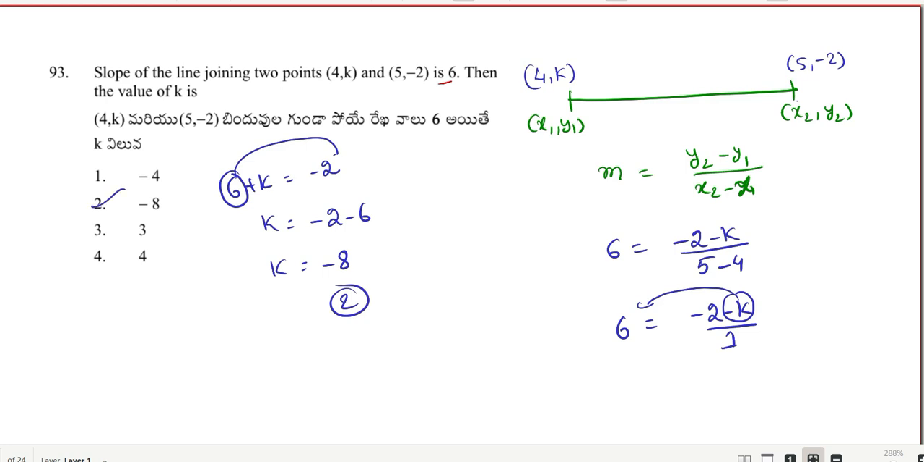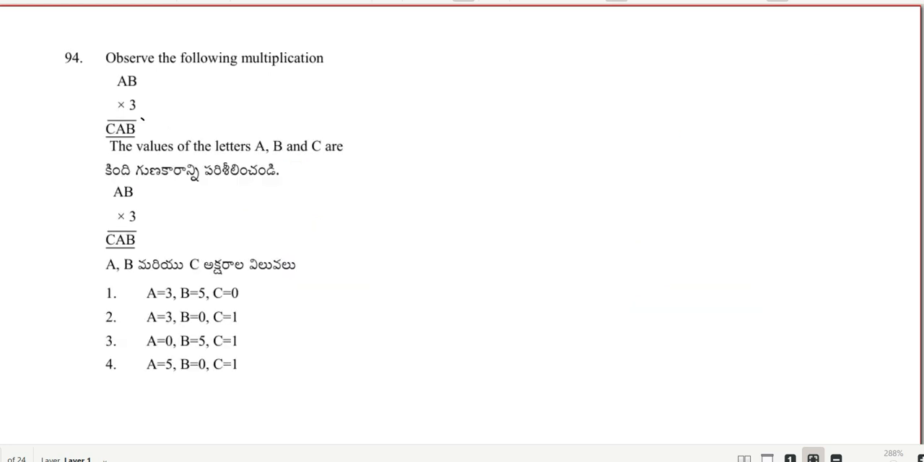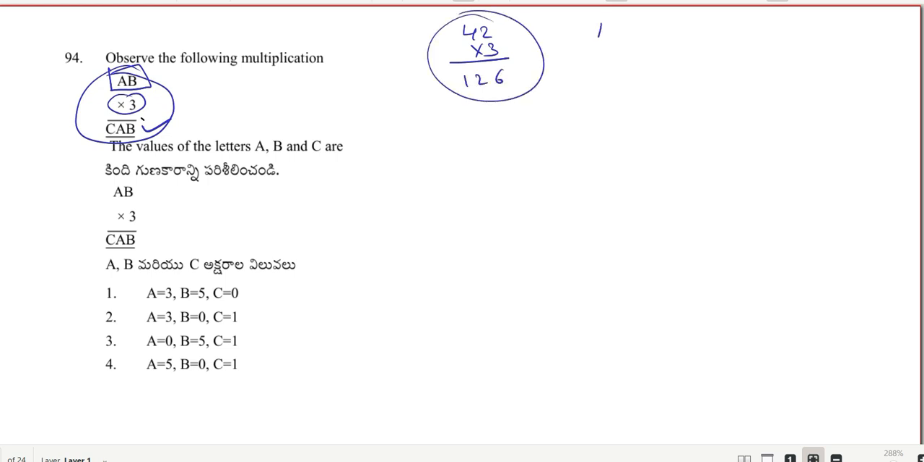Okay. Now let us go with the next question. Observe the following multiplication. In this multiplication, a two-digit number AB is multiplied by 3. Then we get the answer as CAB, and we are asked to find the values of the letters A, B, C. So this multiplication I'm going to write in the form of an equation, like 42 into 3. This can be written as 126. So the equation form is 42 into 3 is equal to 126.